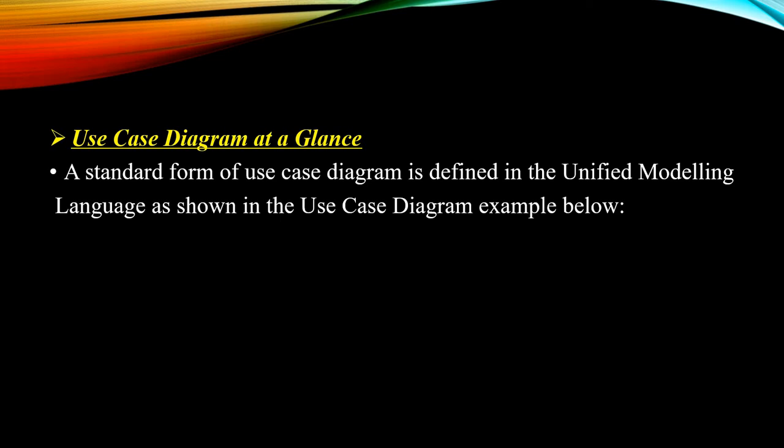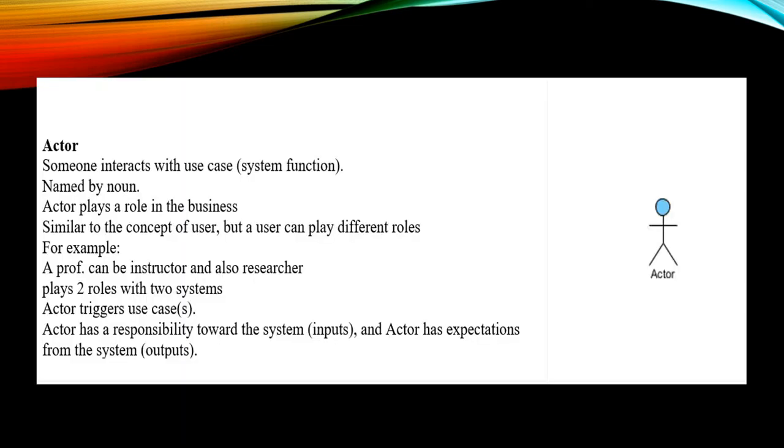Now let us see the use case diagram at a glance. A standard form of use case diagram is defined in the Unified Modeling Language as shown in the use case diagram example below. First we have the actor. It can be represented by a stick figure. An actor is someone who interacts with the use case or a system function, and is named by a noun, either a proper noun or a common noun like teacher and so on.